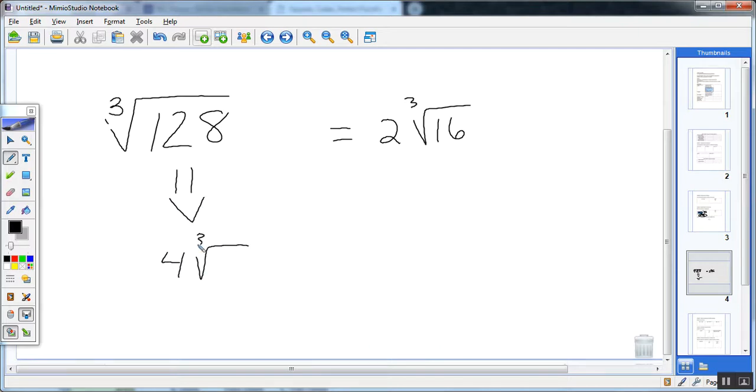All right, so this is an interesting one. Jasmine, what perfect cube went into 128? 8 went in there. Did 8 go in there? Yeah, it did. I don't disagree, it went in there. So you wrote yours as the cube root of 8 times the cube root of 16. Very good. I like that.